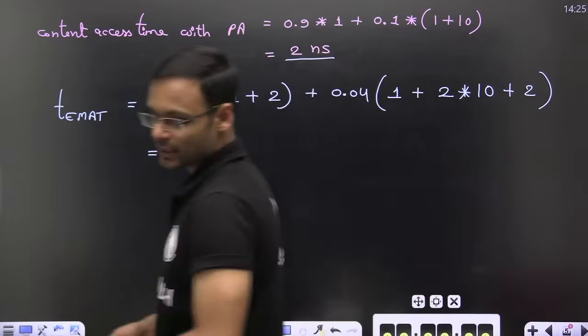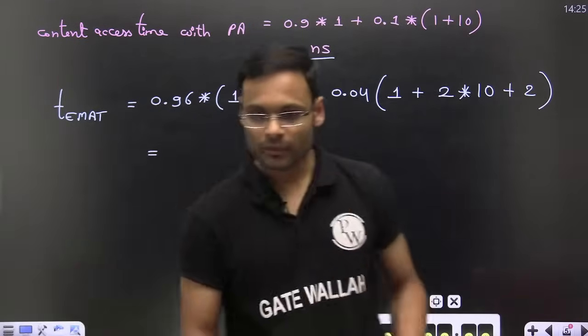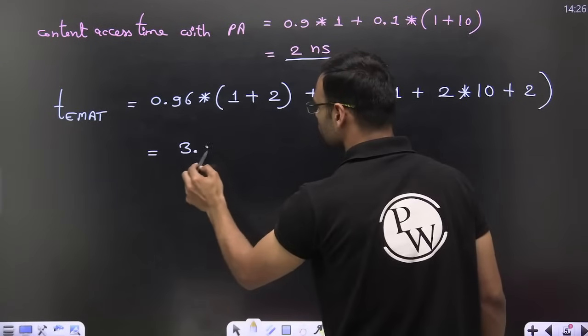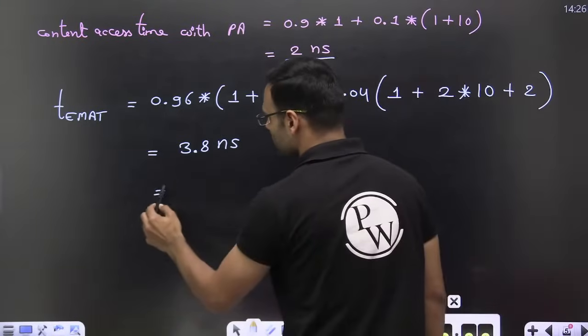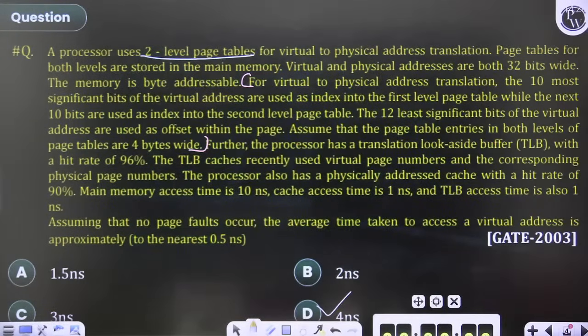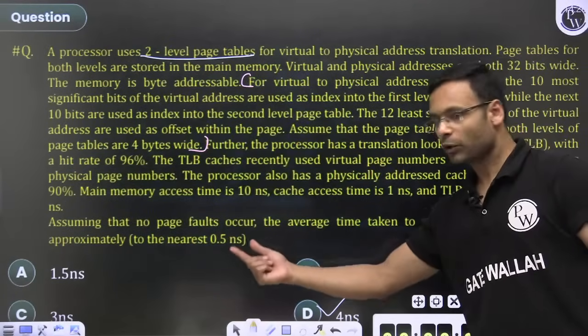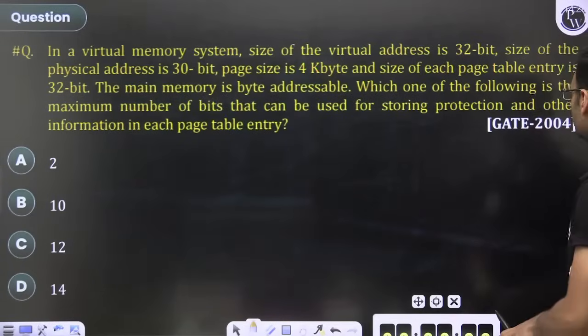How much is the answer? How much are you getting? Approximately 3.8. Based on that, to the nearest 0.5 nanosecond, which is 4 nanosecond. D is correct. To the nearest 0.5 nanosecond, I'll have to go with answer D. Okay, next question.